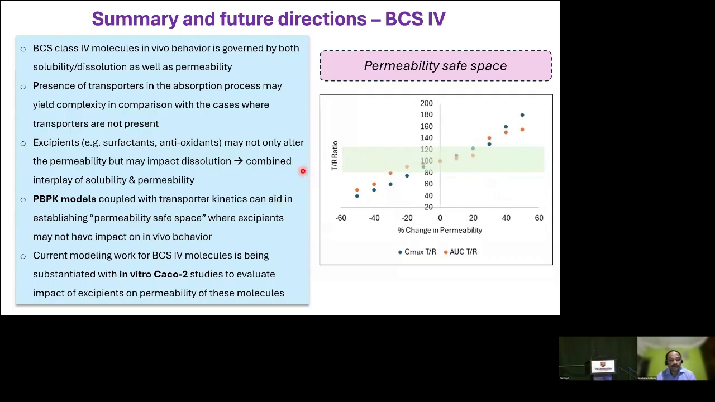So although the work that we have shown in the last couple of slides is indicating the potential of PBPK model, currently we are substantiating the model work with actual experimental data, wherein we are carrying out the in vitro CACO2 permeability studies in presence of certain surfactant as well as the antioxidants. And we are also collecting the data of the solubility alterations as well as the dissolution rate alterations because of the presence of these excipients. And we hope that this entire data set will provide us clear-cut information on the utility of PBPK modeling for BCS class 4 molecules.